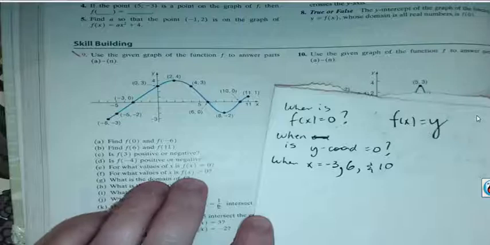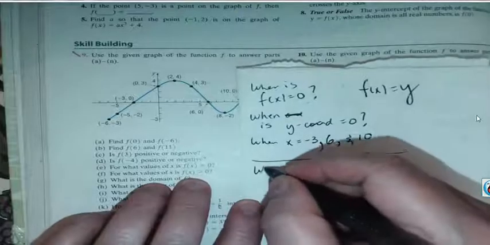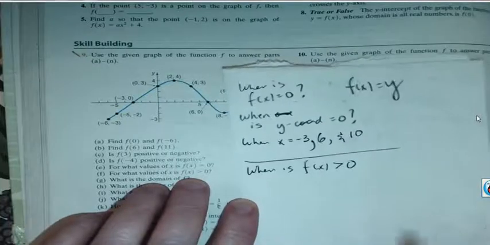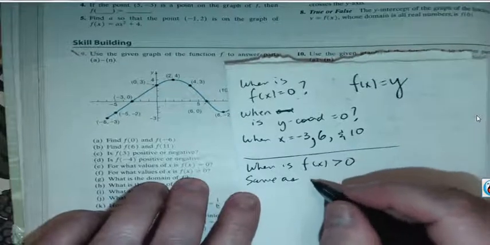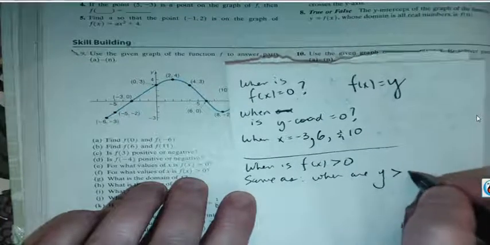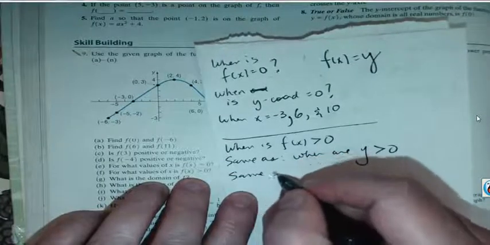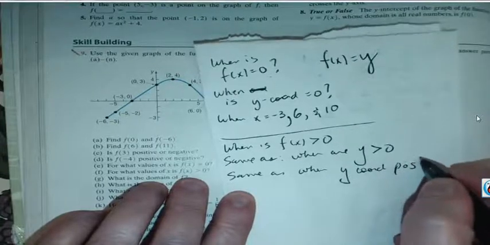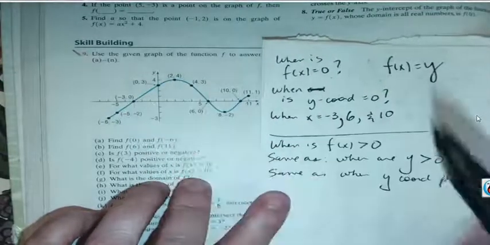Now, what's this one asking us? For what values of x is f of x strictly greater than 0? That's the same thing as when are the y-coordinates greater than 0? That's the same thing as when are the y-coordinates positive? And y-coordinates being positive means the graph is above the x-axis.